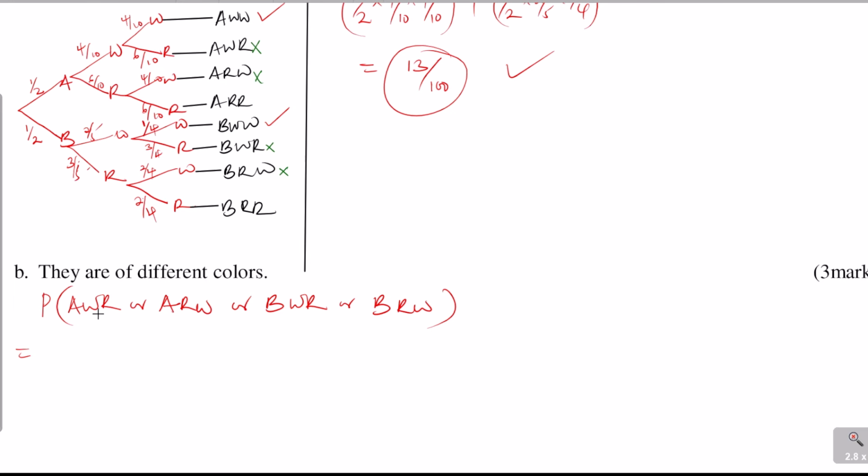So from bag A, white, red, that will be a half times 4/10 times 6/10. You need to be very careful when you're following the branches that you don't make any error. You need to reconfirm these that I've done. So then the next one, from bag A, red, white: a half times 6/10 times this one, 4/10.